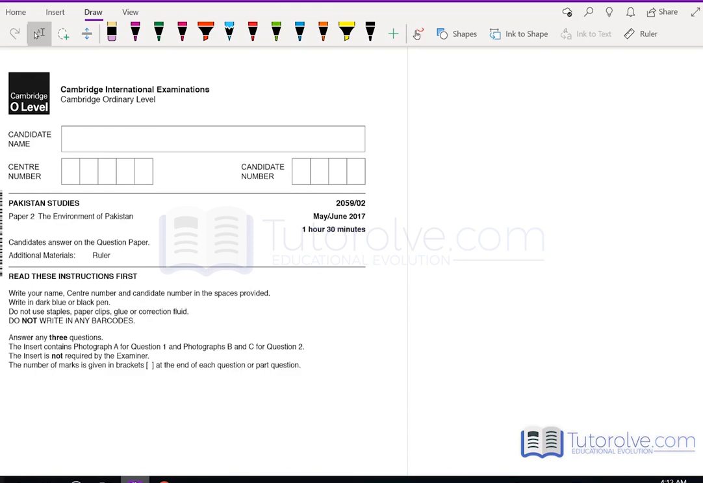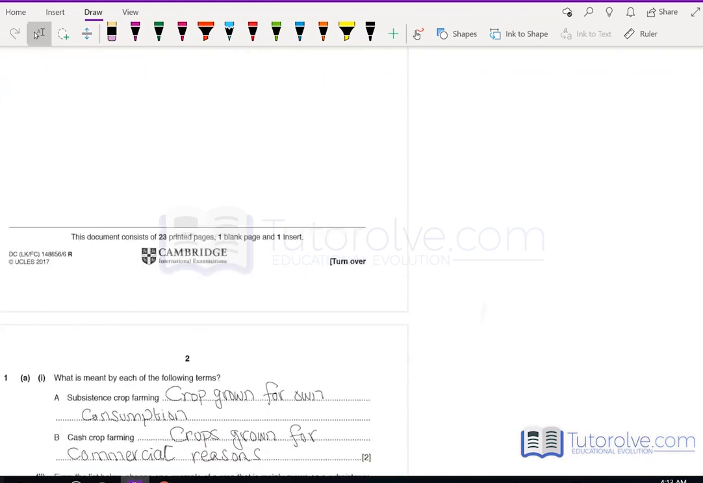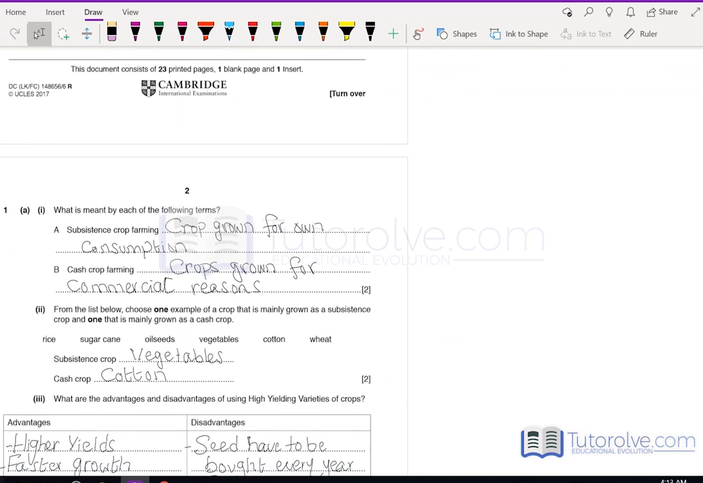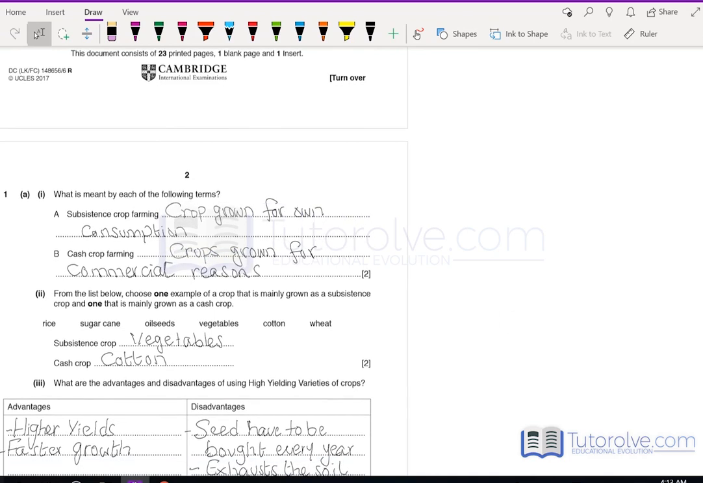This is Pakistan Studies, Paper 2, Environment of Pakistan, May-June 2017. The first question, A part: what is meant by each of the following terms? A, subsistence crop farming, that basically means crops grown for own consumption. B part, cash crop farming: crops grown for commercial reasons. As the name cash crop suggests, it is used to earn money and monetary gain.